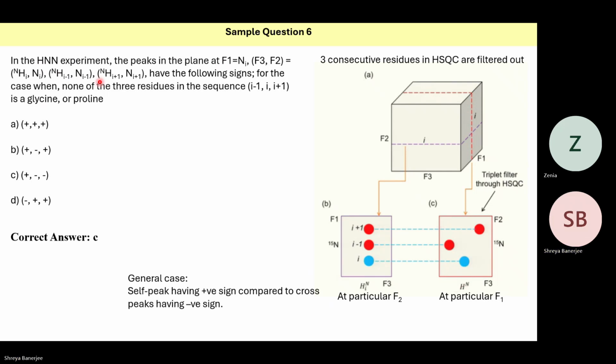And the signs of these, if you remember, the self peak, that is the I peak, will always have a positive sign, and the cross peaks, that is with the I minus 1 and I plus 1 residue, will always have a negative sign. Here the blue color is shown for the positive and red for the negative signs. So if there is no glycine where the sign pattern can change, this will be the sign pattern. And so here, the first peak is the self peak. So that will be positive, that is option C. And the next two peaks are the cross peaks, those will be negative. So option C is the correct answer.